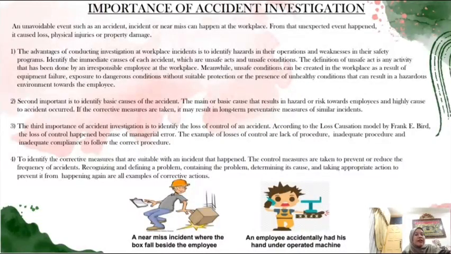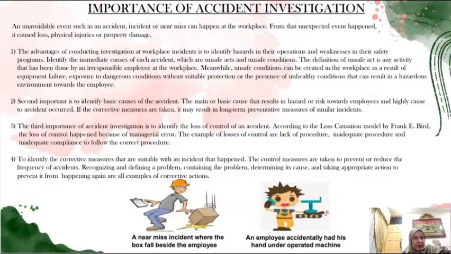Every management have a very high responsible to conduct safety training or toolbox talks towards their employee to make them more aware and understand about safety and health at the workplace.